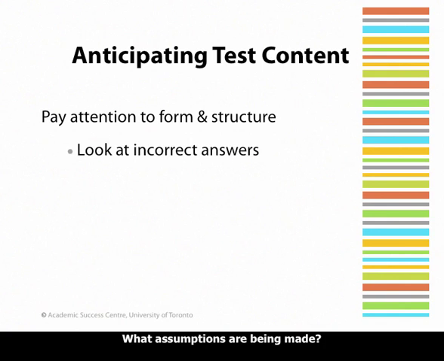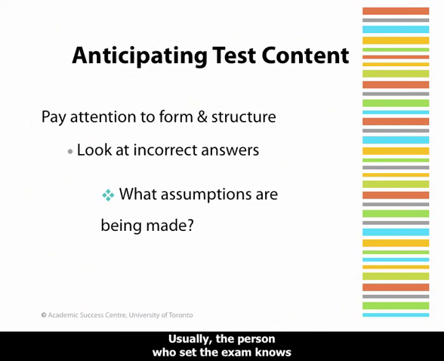What assumptions are being made? Usually the person who set the exam knows that students who make a particular error in thinking are going to select, say, answer A, which is incorrect, rather than B, which is correct.